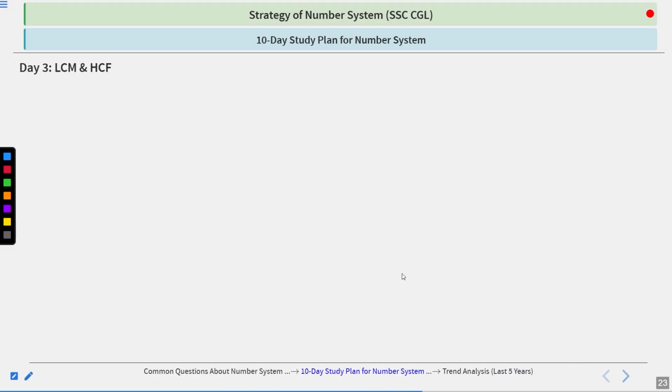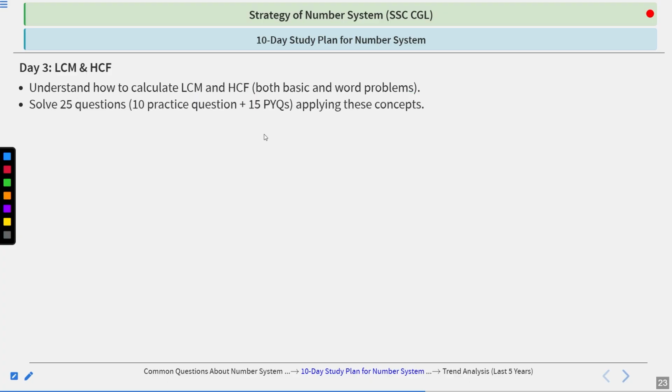On day 3, LCM and HCF. Understand how to calculate HCF and LCM, both basic and word problems, because HCF LCM questions asked in the SSC CGL exam are mostly word based problems. So you need to understand word problems of the number system, by which we can apply LCM and HCF in these types of questions. Solve a minimum of 25 questions, 10 practice questions and 15 PYQs applying these concepts.